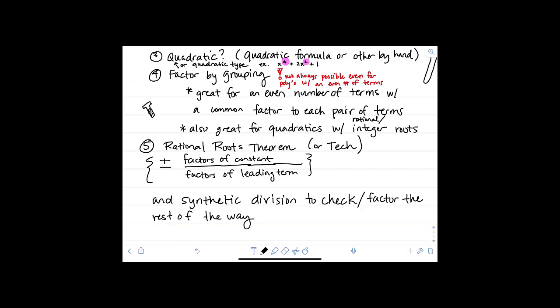So what you're hoping for is that your calculator is going to give you a nice, clean rational number, and then you'll be able to have your first factor to use synthetic division with to try and break your polynomial down further. And again, we'll see some examples where we're doing all this later. So for now, just outlining the strategy.